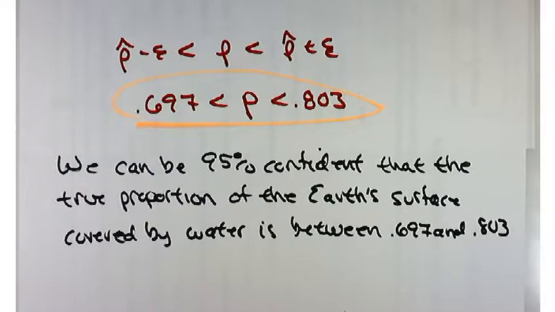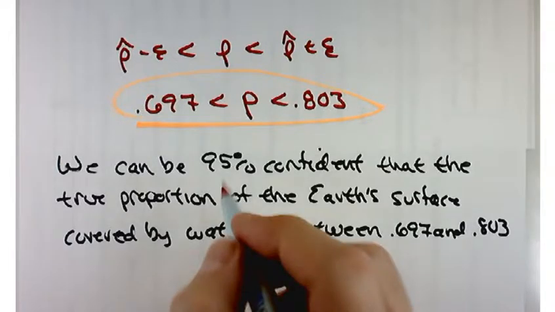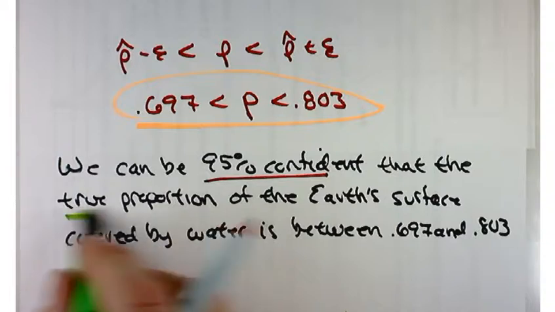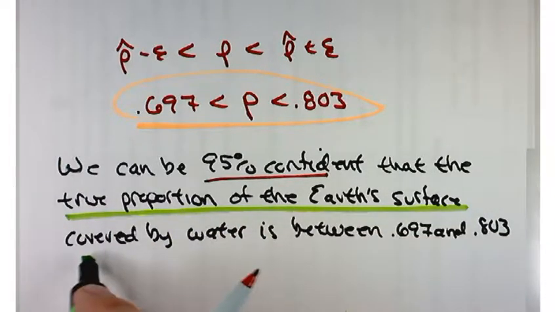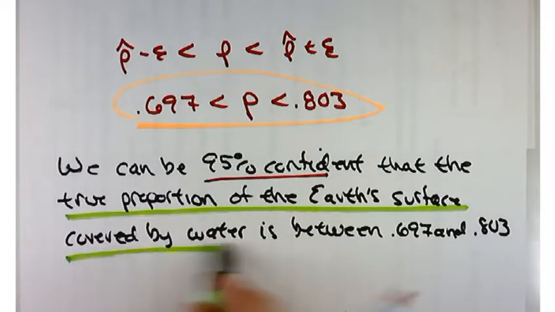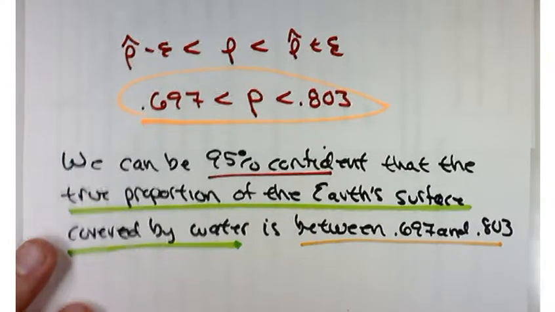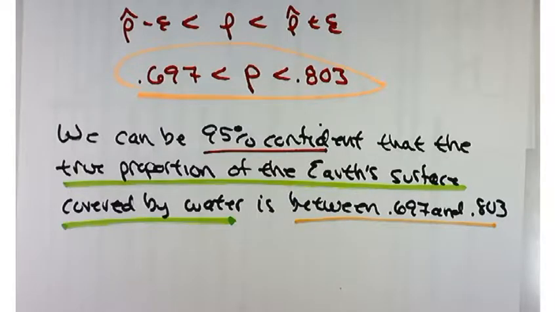But that hits all the little buttons that I want from you when you're working on these types of problems for yourself. You express the level of confidence. You talk about the true proportion and then describe what that is. The true proportion of the Earth's surface covered by water. So describe it in words. And then you give your results numerically. It is between this and this. It's exactly the way I want things.